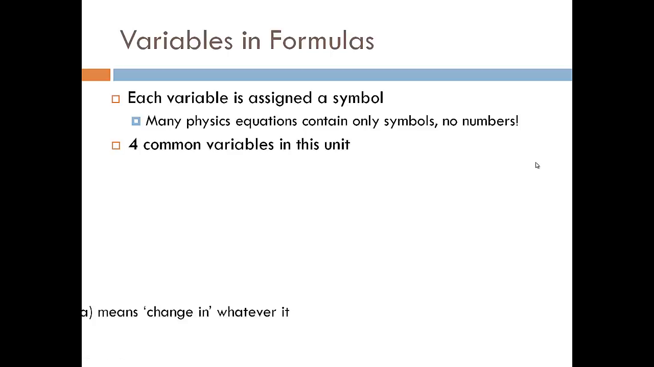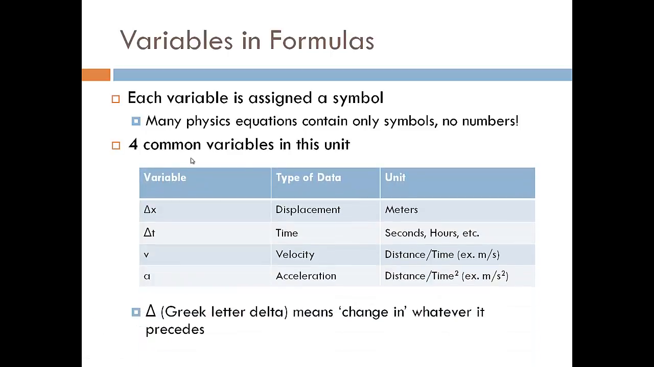There's going to be 4 variables we're going to see all the time in this unit, this kinematics unit. For example, delta x is a variable that stands for displacement, and the unit is going to be a distance unit, such as meters or centimeters or kilometers. Delta t stands for time, and that's going to be measured in seconds or minutes or hours. V is velocity, which is a distance over a time, meters per second, kilometers per hour. Or a for acceleration, which is distance over time squared. For example, meters per second squared, kilometers per hour squared. Those would all be acceleration units.